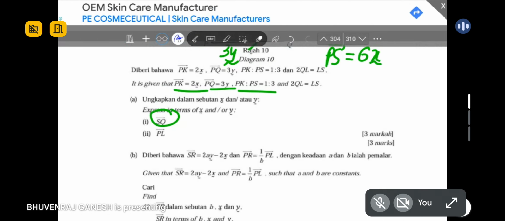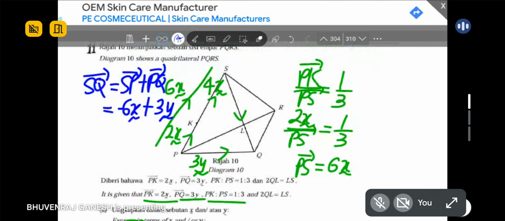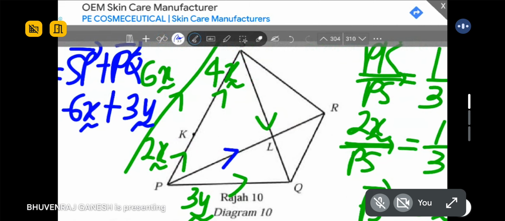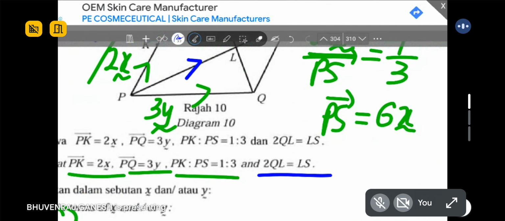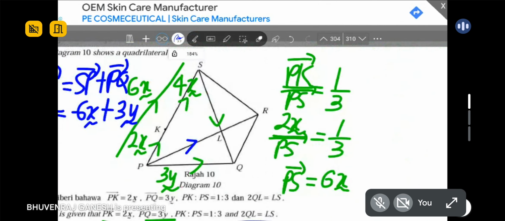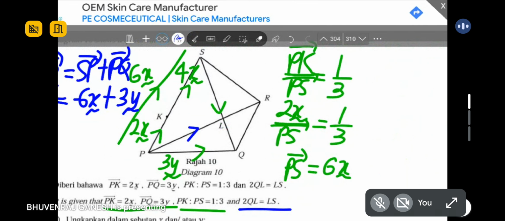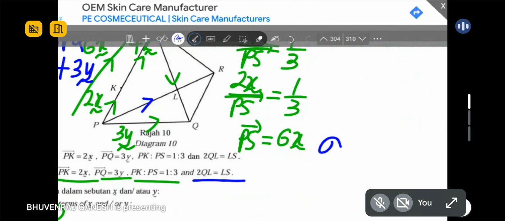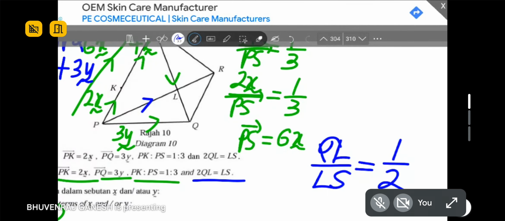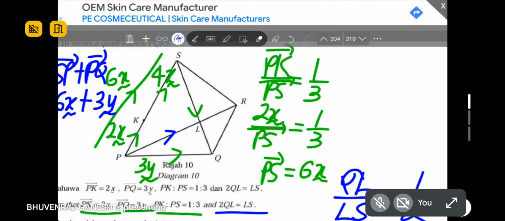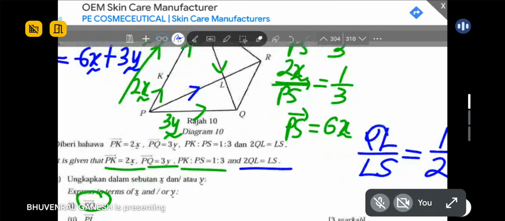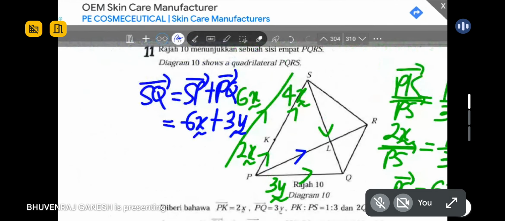Okay, next one. They ask you to find PL. So how to find PL, guys? PL is this one. So you see this one, QL equal to LS. All right. Can use the ratio. So QL over LS equals to 1 over 2. Am I right? So QS or SQ. SQ just now you get negative 6x plus 3y, right? So QS equal to what, guys? QS sama dengan apa? Can you all comment?